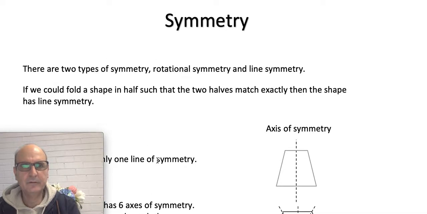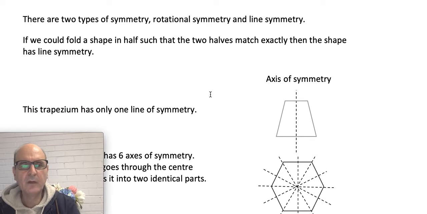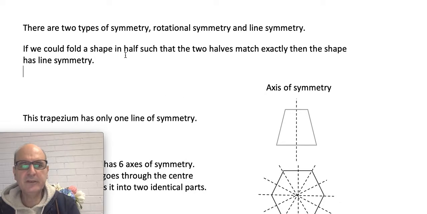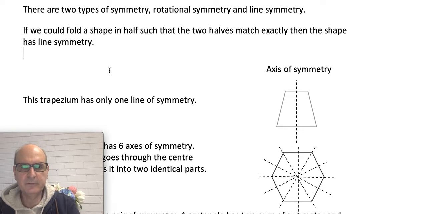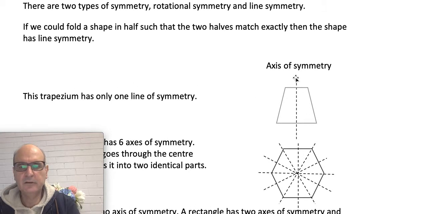We cover the topic of symmetry in this lesson. When we talk about symmetry, there are two types of them: rotational symmetry and line symmetry. If you can fold a shape in half such that the two halves match exactly, they cover each other exactly, then the shape has line symmetry. And that line is called the axis of symmetry or line of symmetry.